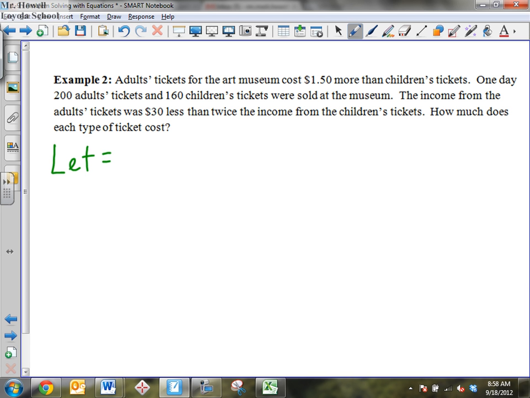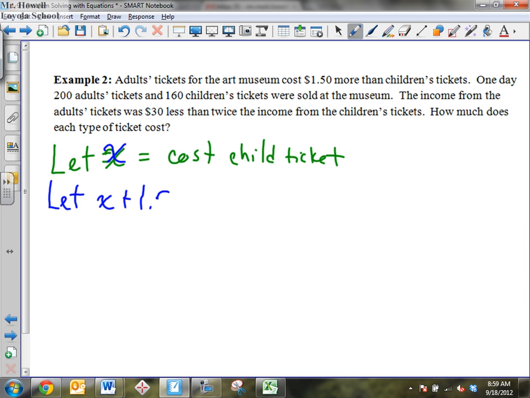$1.50. So if the adult ticket is $1.50 more, I can start by saying let X represent the cost of a child ticket. Okay? Let X represent the cost of a child ticket. Since we don't have a diagram, I should really define my next statement also, even though we didn't do 2 let statements last time. But what would I go for the second let statement, Summer? X plus 1.50. Good.